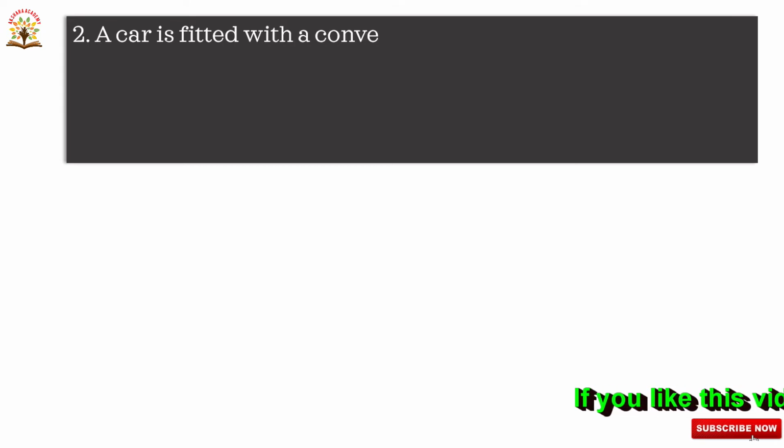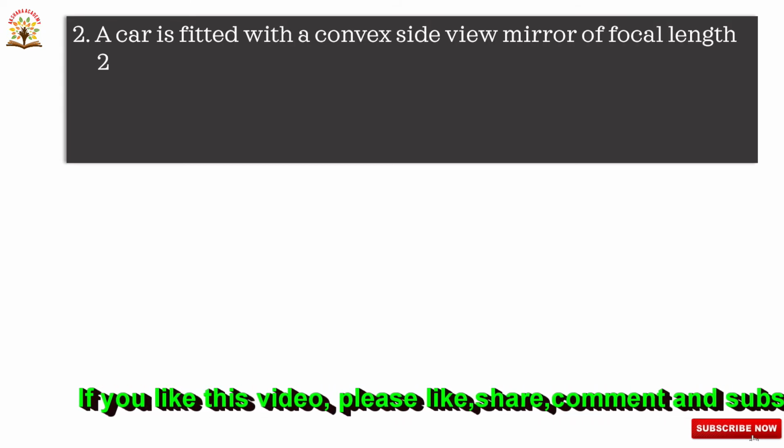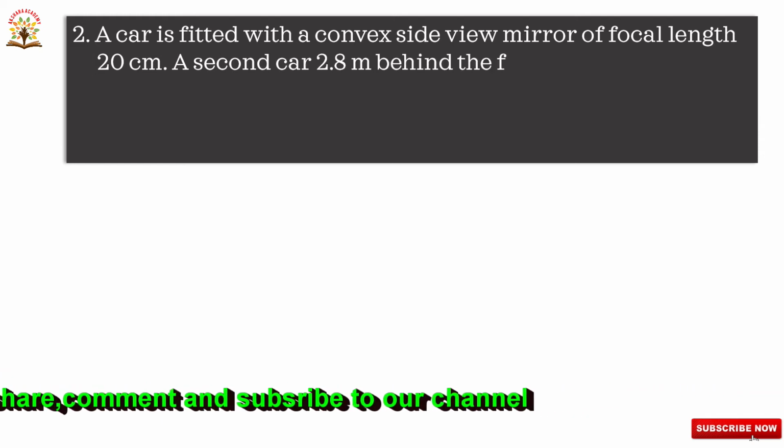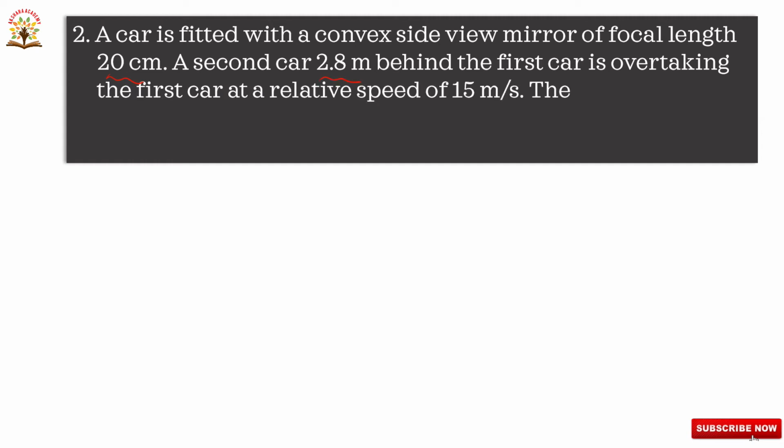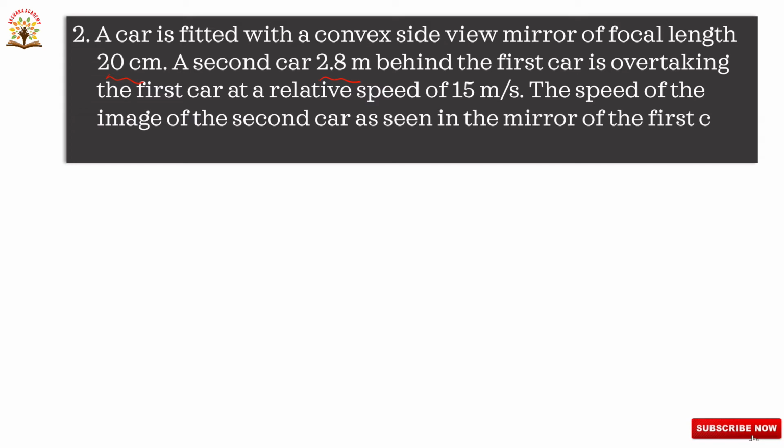A car is fitted with a convex side view mirror of focal length 20 centimeters. A second car 2.8 meters behind the first car is overtaking the first car at a relative speed of 15 meters per second. The speed of the image of the second car as seen in the mirror of the first car is. Here we have to calculate the speed of the image of the second car as seen in the mirror of the first car. Okay, now let us go to the solution.